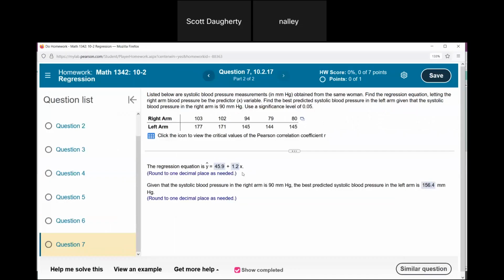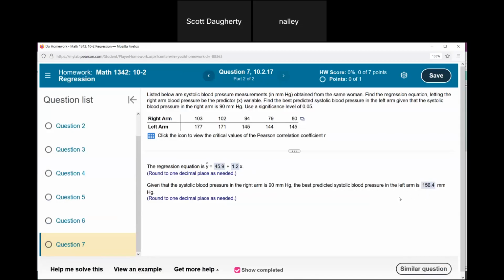Now, this is a little tricky, so I want you to be very careful about this in the homework. They ask you to find the regression line, and then at the very bottom, they say, given that the pressure in the right arm is 90, make a prediction for what it would be in the left arm.